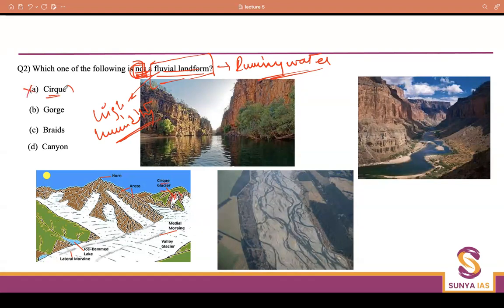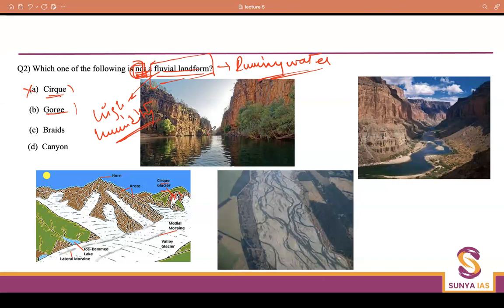So cirque is definitely the correct option here. In the examination, don't waste your time reading other options if you get the correct option and you are sure of it. But here we'll be discussing the others also. Then we have gorge. This is the gorge in front of us.